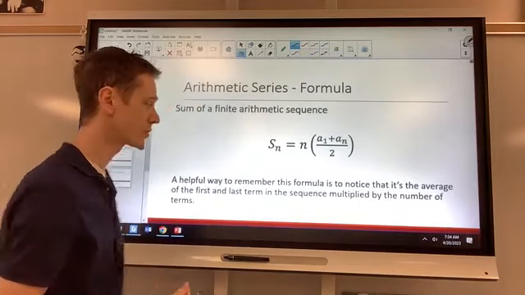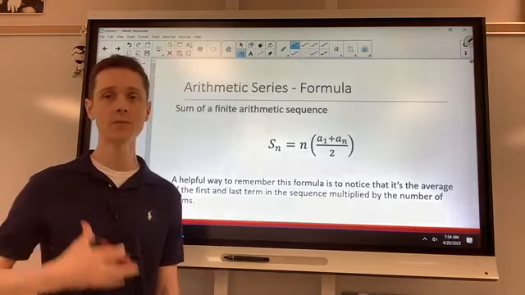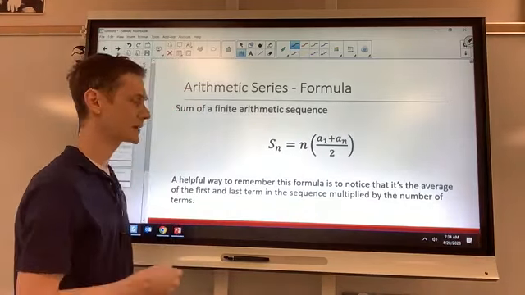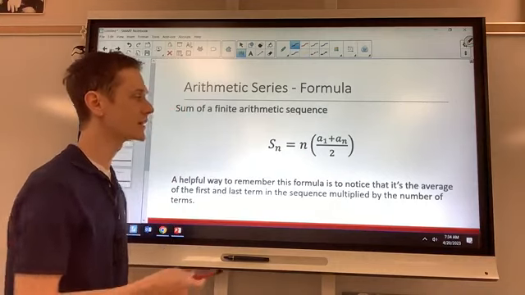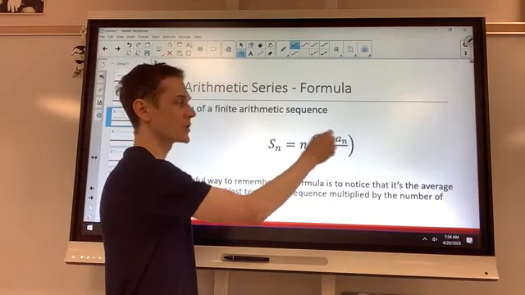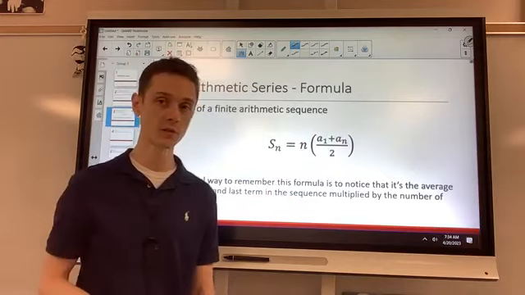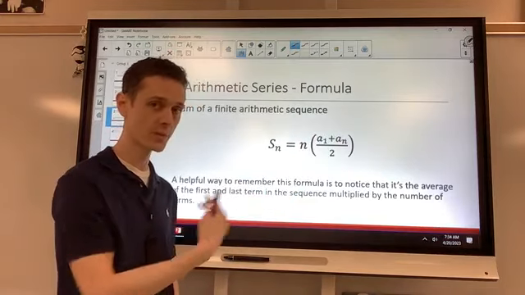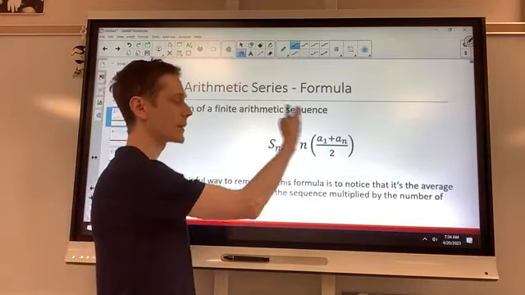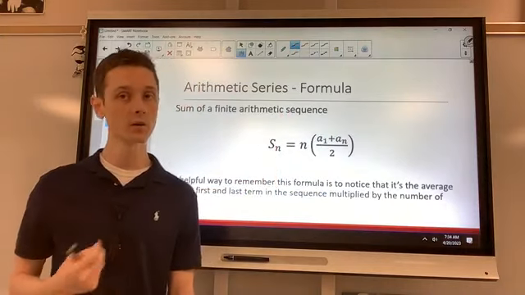Now, if you're in a situation where you don't have access to the formula, maybe you need to know the formula yourself, I like to point out that mathematically you can think of this as finding the average of the first and last term in the sequence. So you add those two numbers up and divide by 2. And then we're multiplying by how many numbers there are in the pattern altogether.